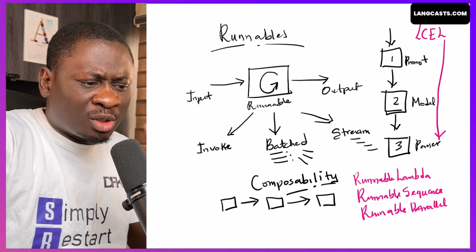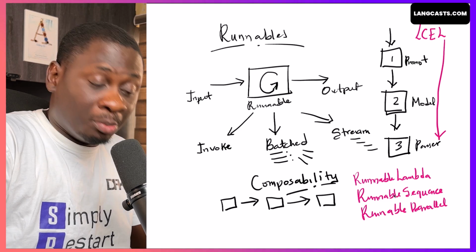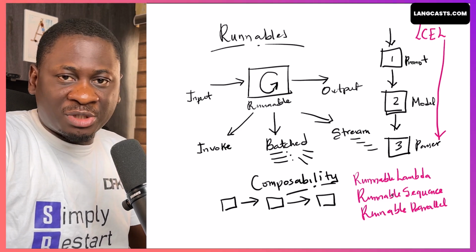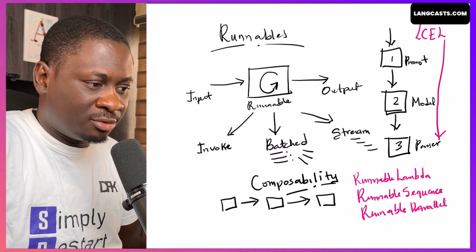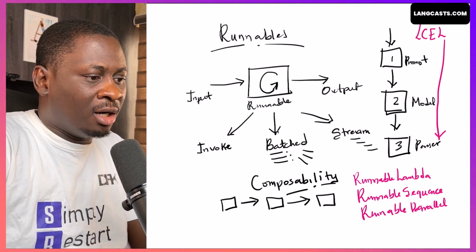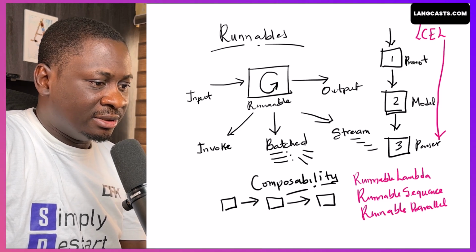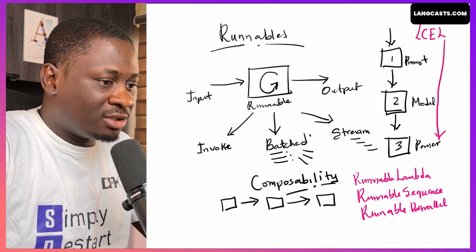So this is what makes Runnables special. They can be composed, and using that composability, they can run as a chain, and you can also run them in parallel. So that's what Runnables are in LangChain. And now let us write some code. Let us do a demo.